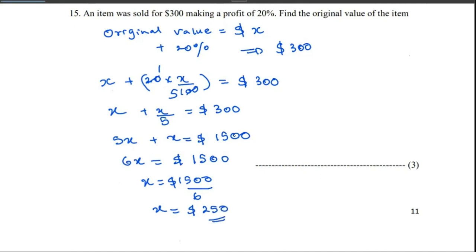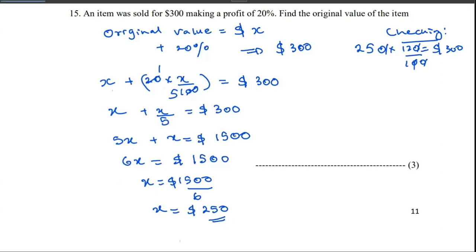Let's do a small check to see if we are correct. We'll add 20% to 250 and see whether we get 300. So 250 into 120 upon 100 will be, cut the 0 here, cut the 0 here. 25 times 12 is 300. So checking, the answer agrees. That means our calculation was correct.